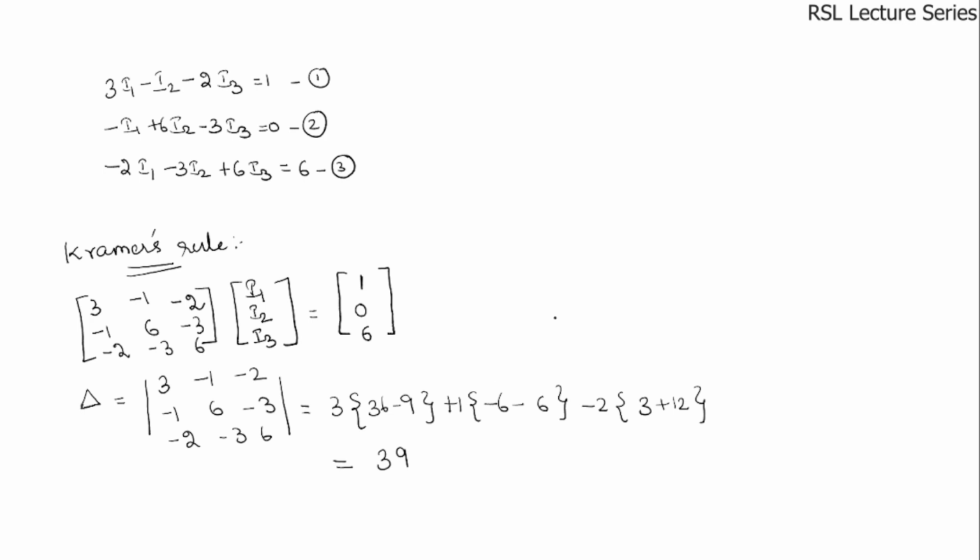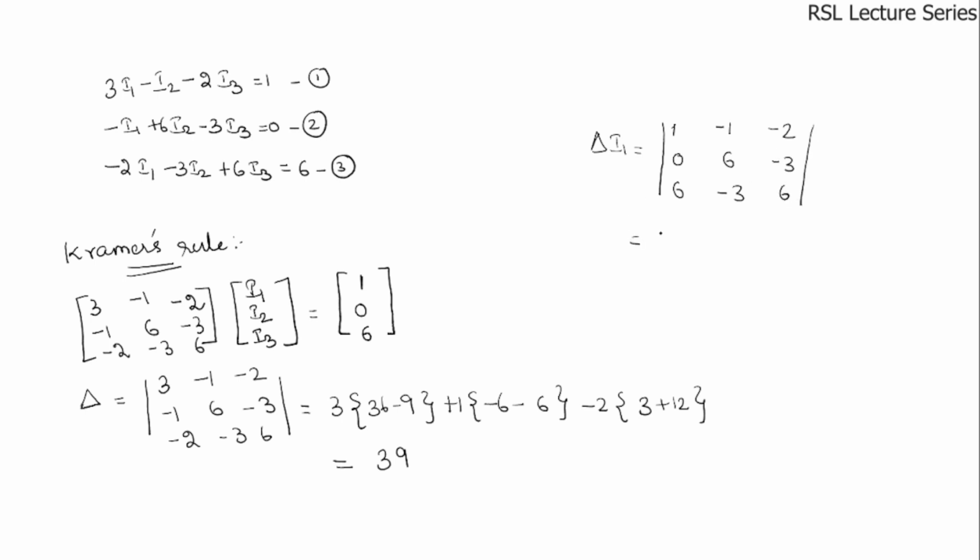Next we have to find out delta I1. This is again the determinant of the resistance matrix, replacing the first column with the right hand side matrix. For finding out I1, we replace the first column with the right hand side matrix, which is 1, 0 and 6. The other two columns will remain the same: minus 1, 6, minus 3, and minus 2, minus 3 and 6.